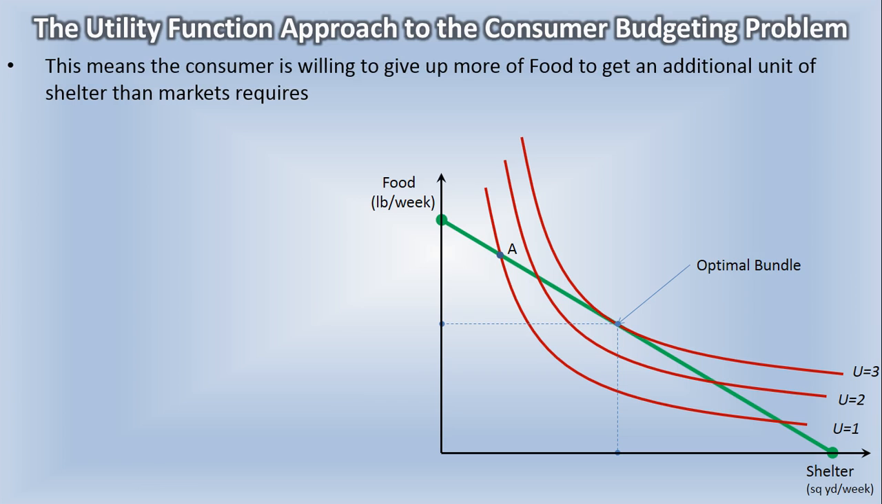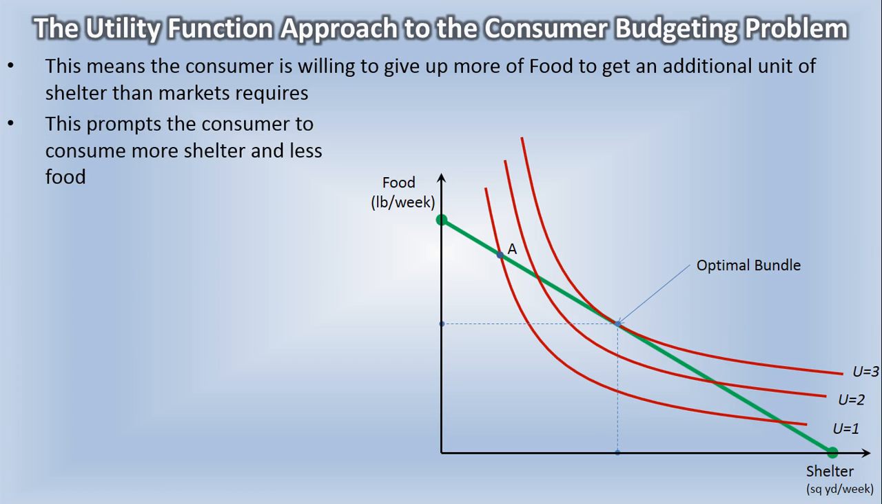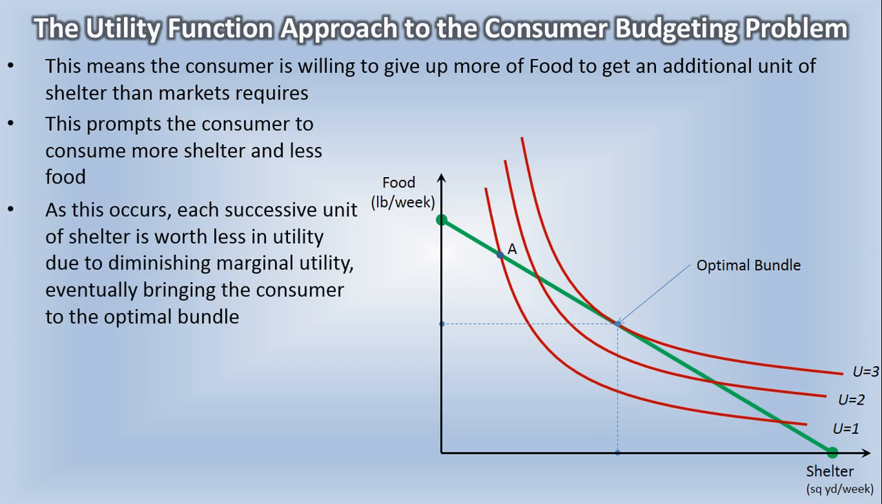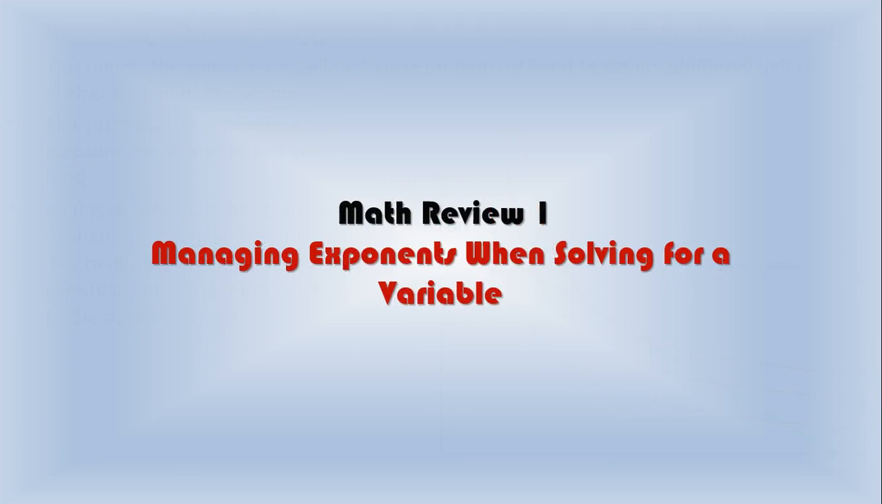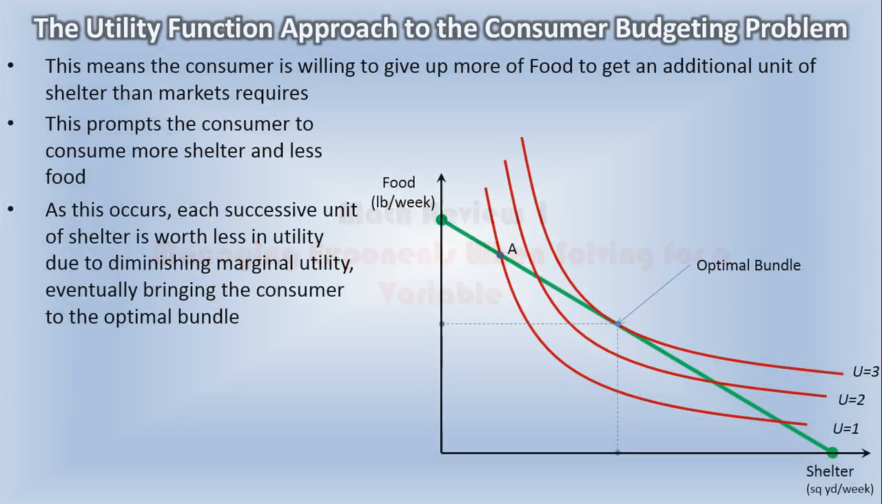So this means the consumer is willing to give up more food to get an additional unit of shelter than markets require if she's over here. This prompts the consumer to consume more shelter and less food. As this occurs, it gets her to that optimal bundle. That's what I said. All right, anyway, so that is our rational consumer choice model. That is what it means to have equilibrium in that model. That is how we relate it to utility.